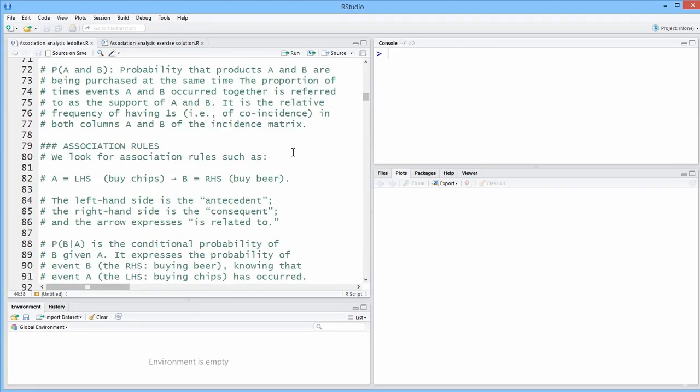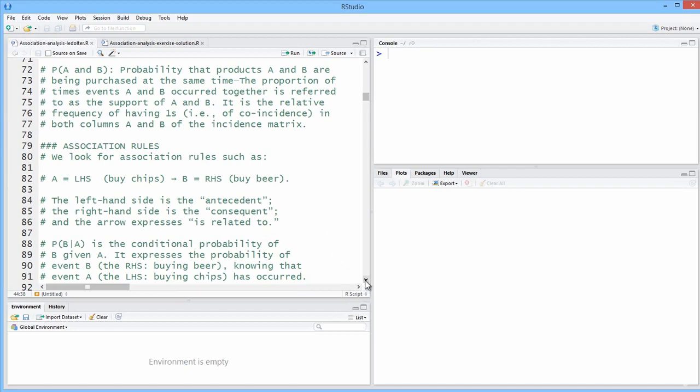Let's look at a rule where we only have two items. We have an item on the left-hand side, and then we have an arrow, and then we have an item on the right-hand side. Let's say an association rule with respect to buying chips on the left-hand side and buying beer on the right-hand side.